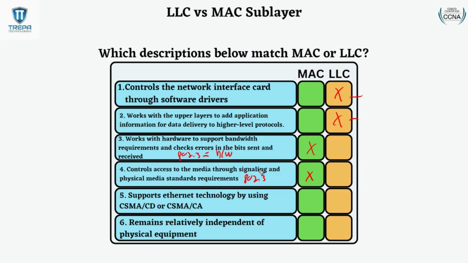media standards requirements. And then number 5, supports Ethernet technology by using carrier sense multiple access collision detection or carrier sense multiple access collision avoidance. So we haven't actually gone over this yet. When I was building this slide deck out, this was part of my CCNA in-person course, where I kind of go over this on the whiteboard. But we'll go over this in later, I think in the next video. So it's okay if you don't understand that for now. That is going to be the MAC address sublayer, and we'll cover this vocab and what these are later on in the course.